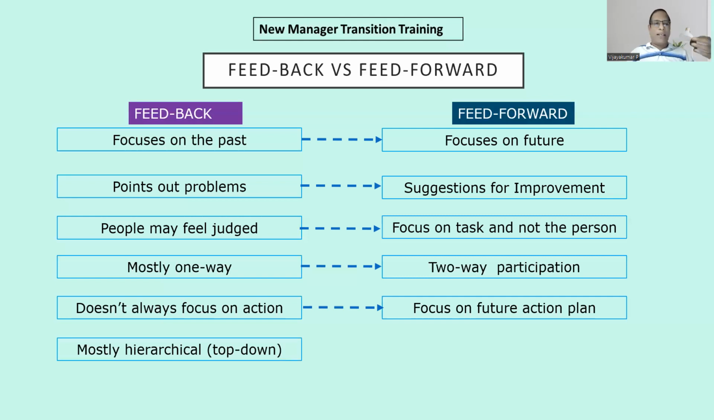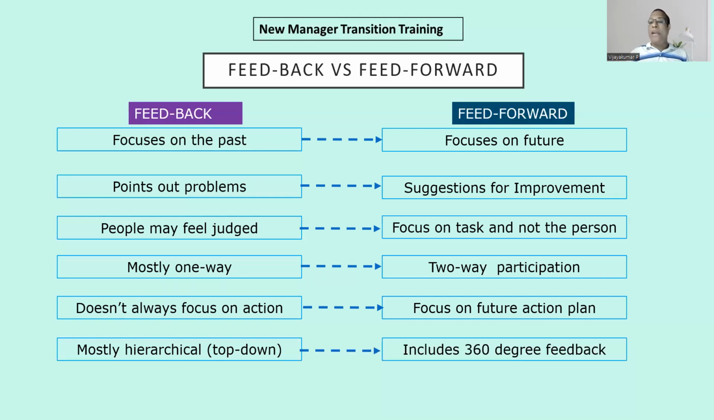And typically feedback is a hierarchical kind of thing, top down, where the manager gives to the team member. Whereas the feed forward model can be applied for lateral feedback, horizontal, vertical, downwards, upwards. Means you can get the feed forward from any stakeholder, and that also includes 360-degree feedback, which we discussed in the earlier videos. So feed forward is not just limited to one way. It can be taken with any stakeholder. It can be your manager, your team member, your cross-functional, your customer, anybody, right? Your peer.